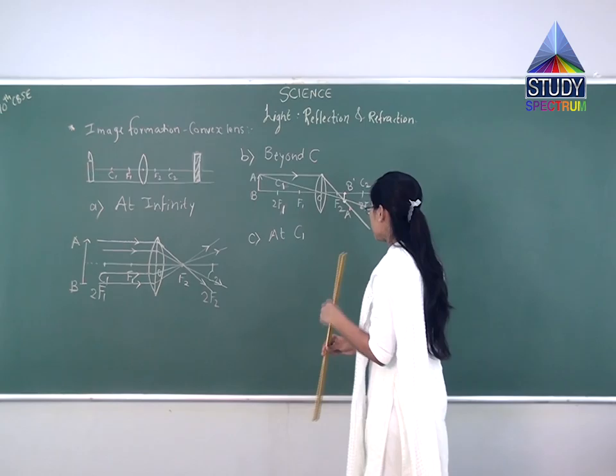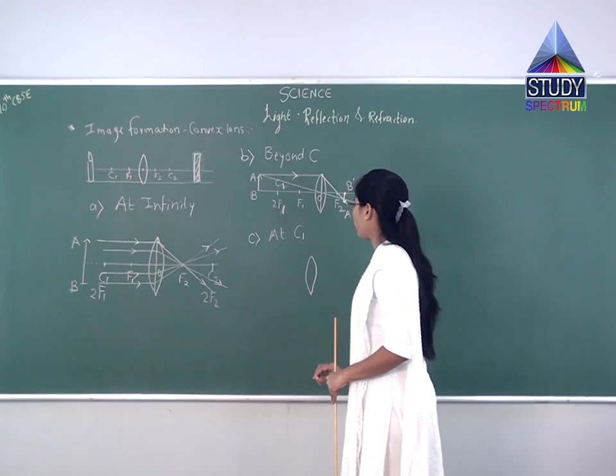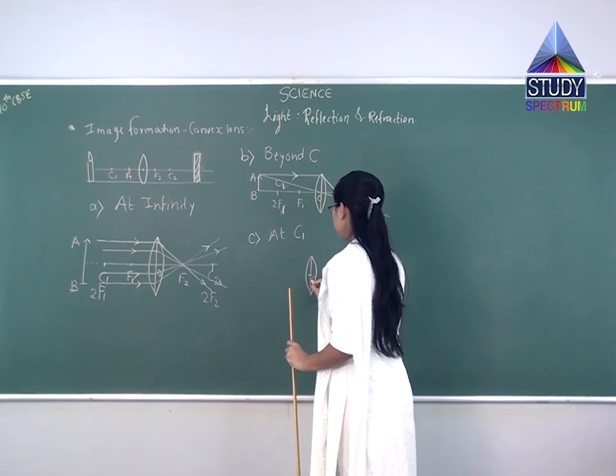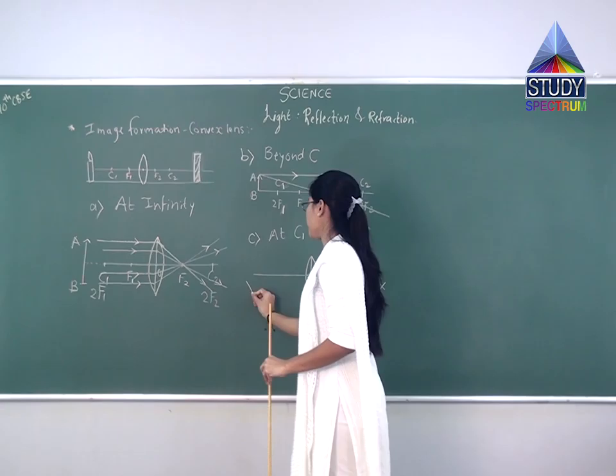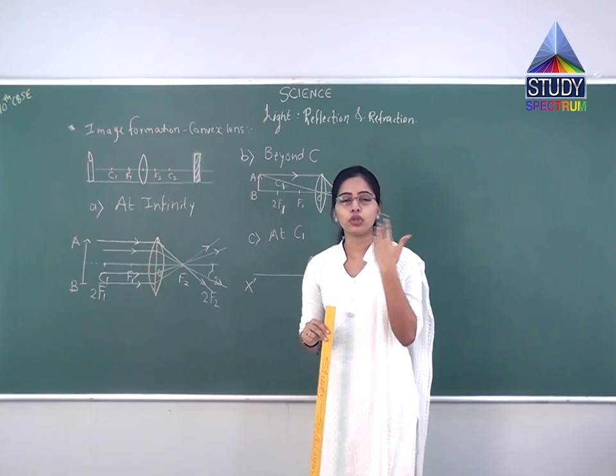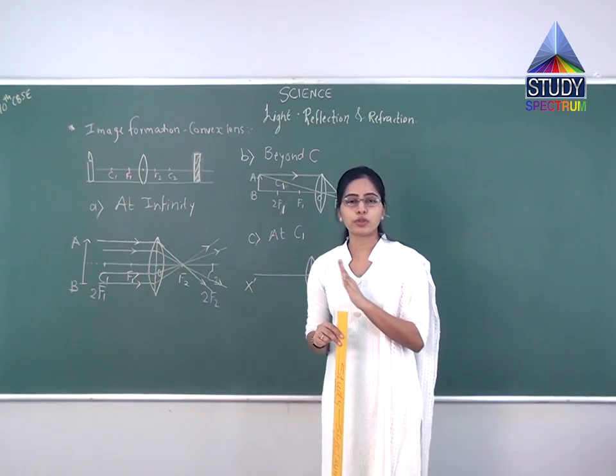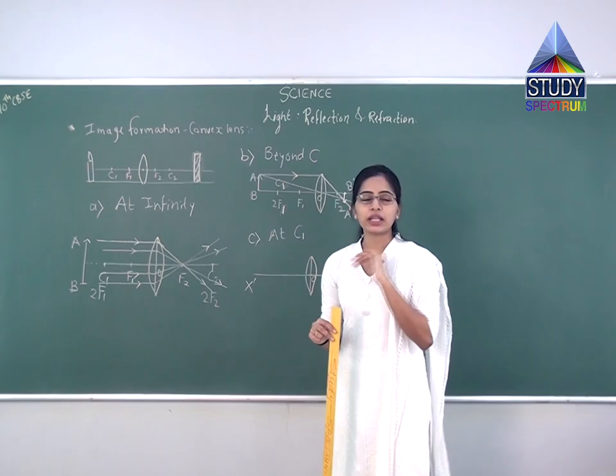We have a convex lens here with its origin O. Then again, a principal axis passing through it, XX dash. Now, if you are drawing this diagram in your notebook, make sure that we will draw points F1, F2, 2F1, 2F2 at equal distances, so that your ray diagram will not go wrong.